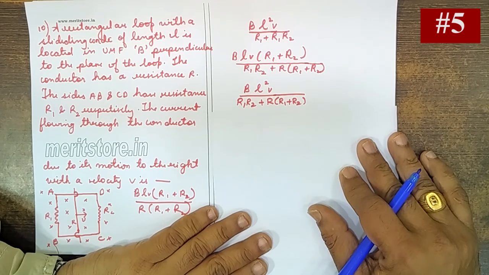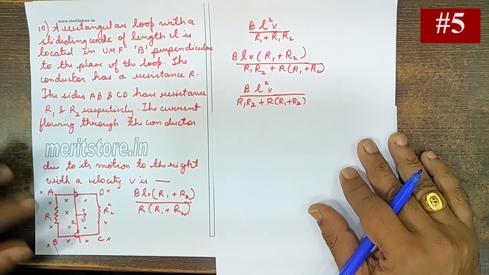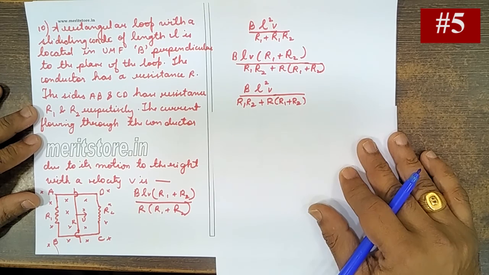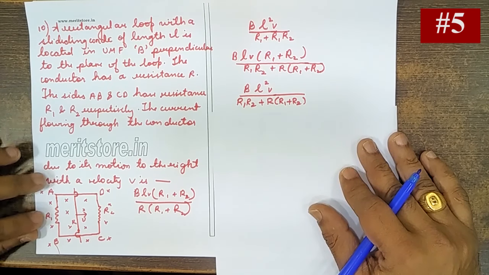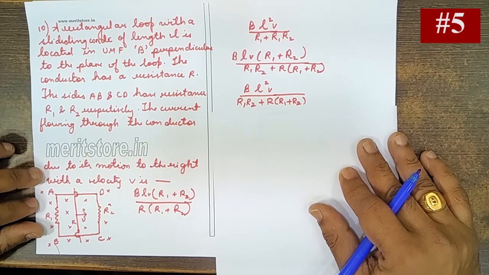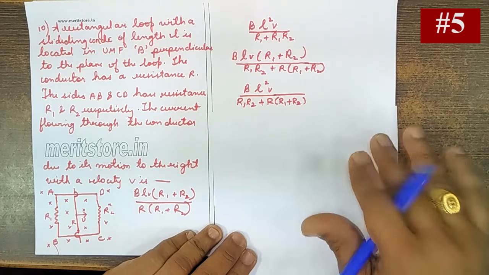The problem reads: the rectangular loop with a sliding conductor of length L is located in a uniform magnetic field capital B perpendicular to the plane of the loop. The conductor has a resistance capital R. The sides AB and CD have resistances R1 and R2 respectively. The current flowing through the conductor due to its motion to the right with a velocity v is given by the following choices. Now what does this look like?